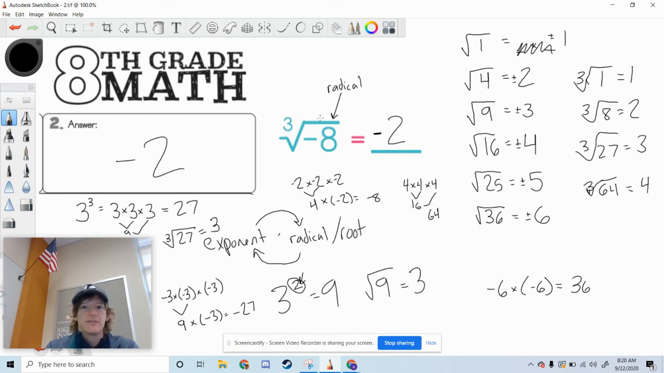So this would be negative 2, because negative 2 times negative 2 times negative 2 does equal negative 8. And it does have to be negative. It's not like these where it could be positive or negative. If that base number is negative, it's got to be negative with an odd number up here.